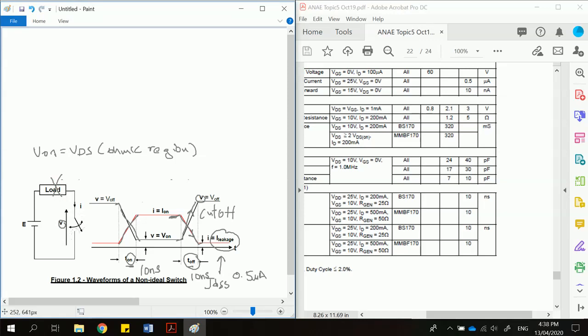So when the switch is open, no current flows, and these 2 points will have a voltage that is close to E. That's why from low, a V on, it goes all the way up to a high voltage.